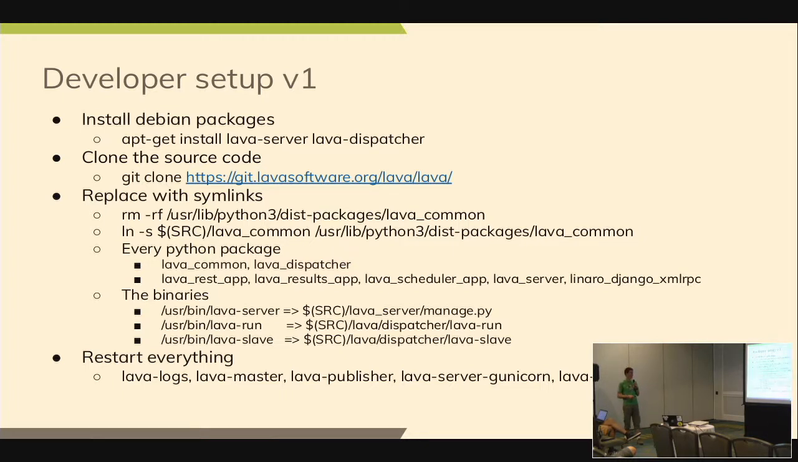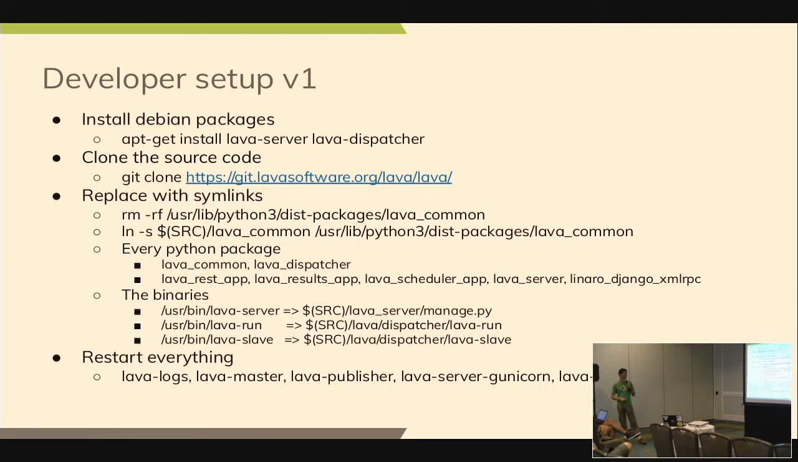And I'm making symlinks between my Git repository and the /usr/lib/python3/dist-packages, Lava something. And I do that for all the modules. So command, dispatcher, REST app, result app, Scheduler app, server, and Linaro, Django, XML, RPC. And so if you make any modification in your local clone, it will be used by your instance.